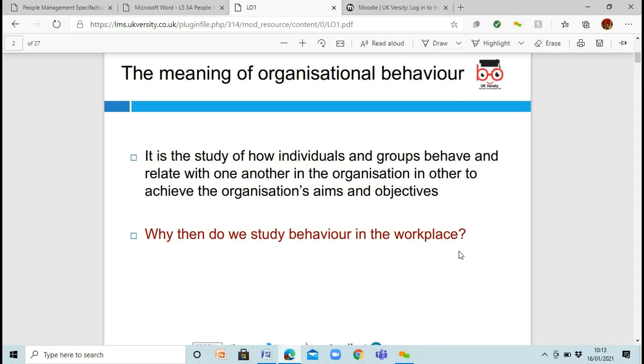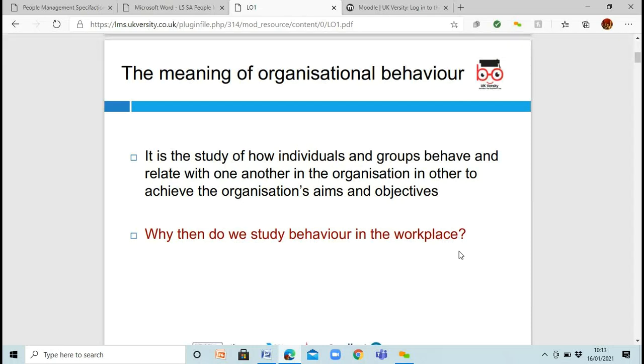So the meaning of organizational behavior. This is a study of how individuals and groups behave and relate with one another in organizations, and also how they achieve the organization's aims and objectives.